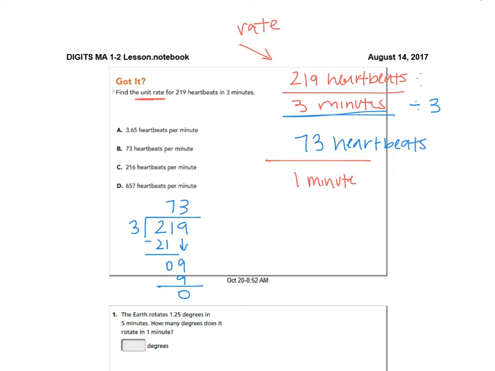And I know that I had to divide that by 3 because what we do to the top, we have to do to the bottom, and vice versa. So 73 heartbeats per 1 minute, because you have to remember this fraction bar, when you read it, it means per. So 73 heartbeats per 1 minute. So you can see over here our answer is B.